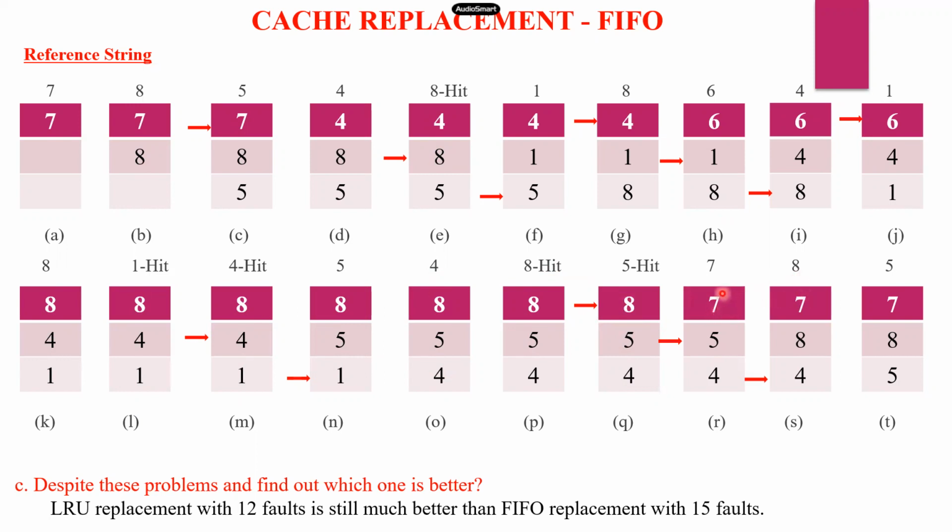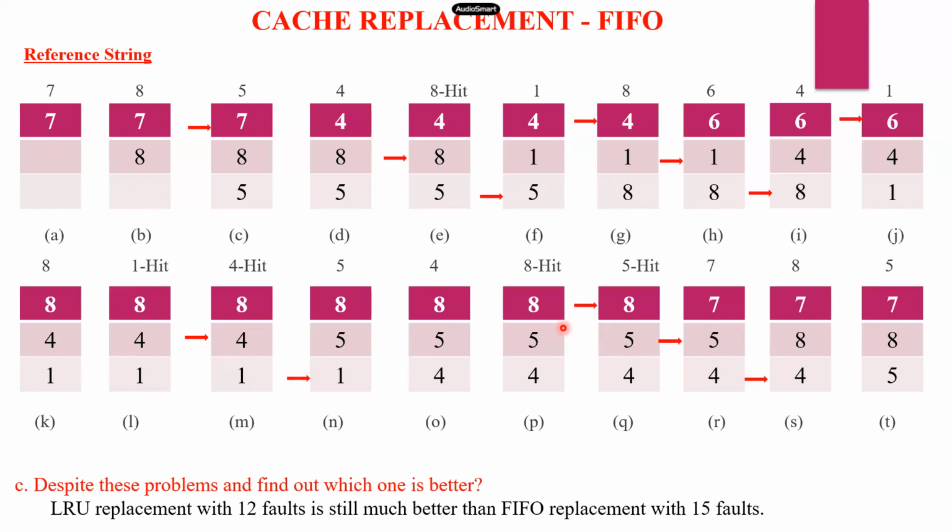Again 8 comes, that is not in the page frame. So instead of 5, 8 will be placed. The next data 5 is not available in the page frame. Instead of 4, the 5 will be placed. So there are 15 page faults in the FIFO algorithm: 1, 2, 3, 4, 5, 6, 7, 8, 9, 10, 11, 12, 13, 14, 15. The number of hits is 1, 2, 3, 4, 5. So 5 divided by 20 is the hit ratio. 15 divided by 20 is the miss ratio.